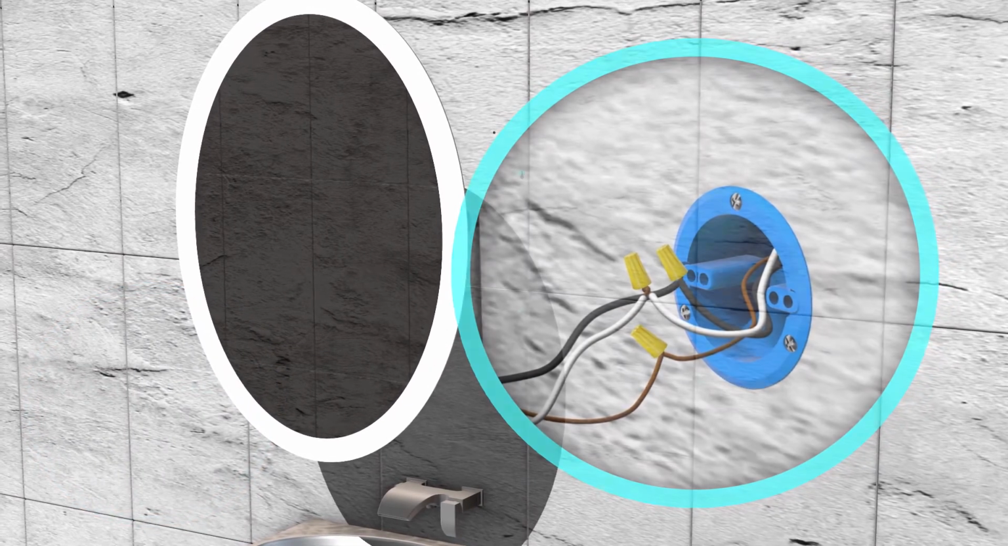You are now ready to hang the mirror. Simply align the mirror brackets with the four screws, push the mirror forward until it reaches the wall, and slide it down.